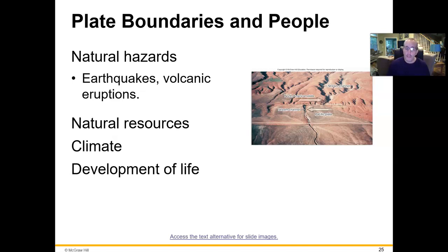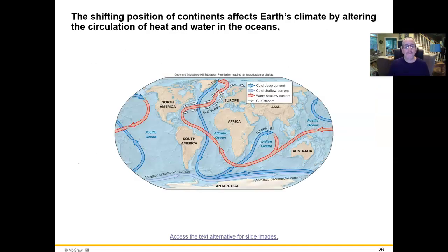Climate. The upheaval of the mountains can actually affect climate in a continental way at times, like the Andes, the Rocky Mountains in the United States, the coastal mountains out in California. They all have an effect on climate, and we'll talk about that a little bit later as well.